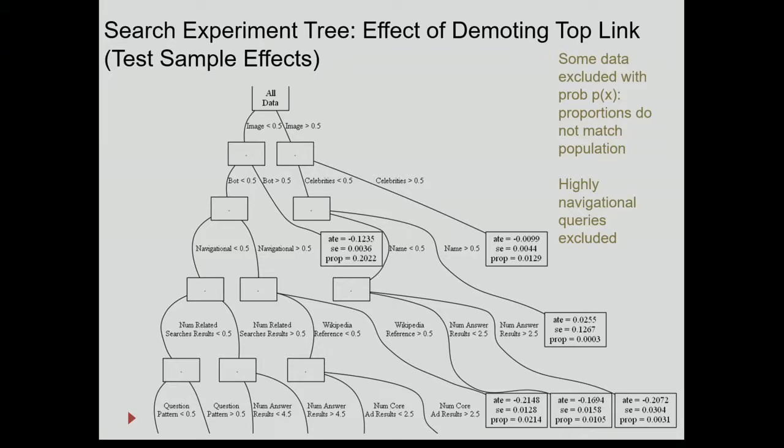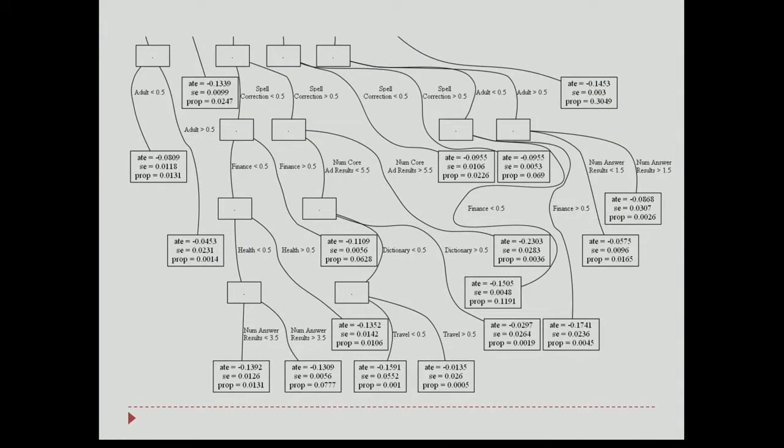So I'm going to find that for some queries, there's no treatment effect. These are image celebrity queries where people didn't really care about the algorithmic results. And for others, I get very strong treatment effects, like informational queries where the ranking matters a lot.